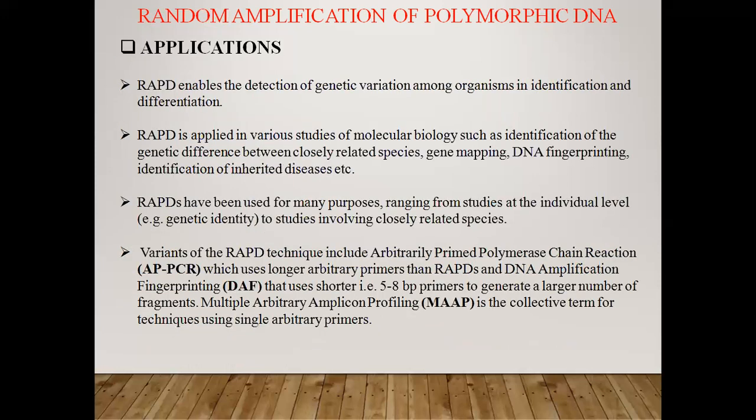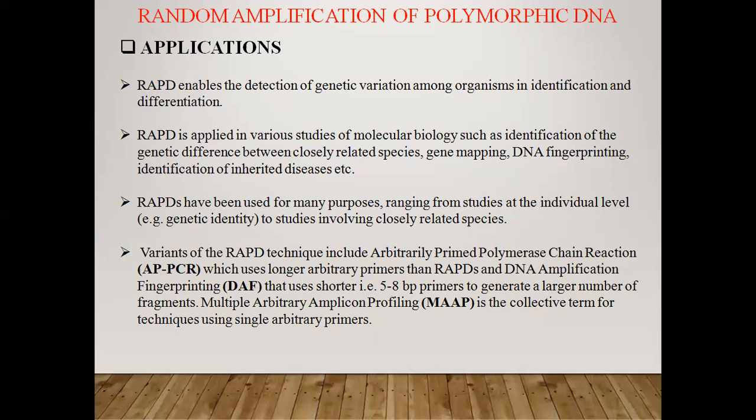It also has some applications: it enables the detection of genetic variation, and it's applied in different studies like gene mapping, DNA fingerprinting, and so on. It is used for many purposes, like identification of genetic variability. And there are some variants of RAPD which are used nowadays, that is AP-PCR, DAF, and MAAP. In RAPD there are 10 oligonucleotides, but here there are some changes in the number of nucleotides. That's it for RAPD.